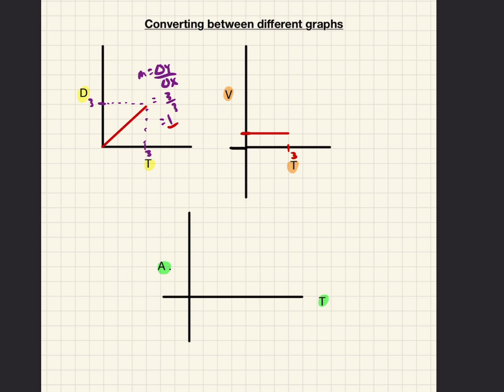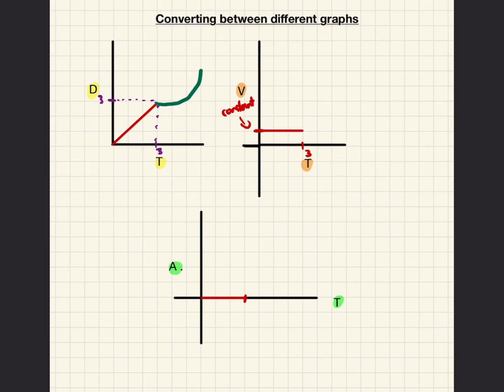Now, on an AT graph, if the velocity is constant, like it is over here, then that means the acceleration is 0. So then for 3 seconds, I'm going to have an acceleration with a value of 0 here.